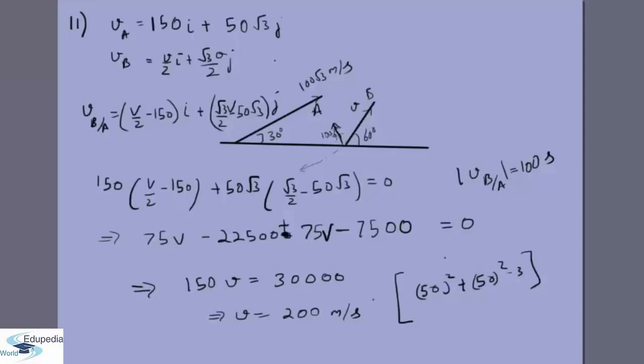And also it's given that A finds B at a distance of 500 meters. So this distance is 500 meters. And the speed is 100 meters per second. So the time taken will be 5 seconds, which means the answer will be 5, right?